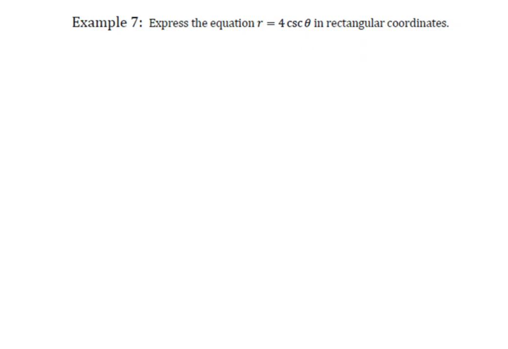Now the one thing that's challenging about this problem is that I see an r and I see a cosecant of theta, but in the formulas that we have on the front of our packet, I don't see cosecant anywhere. But I do have a formula that uses sine, and we know sine is the reciprocal of cosecant. We know that r times the sine of theta is y. So maybe if I can rewrite this equation first to use sine instead of cosecant, that will help us.